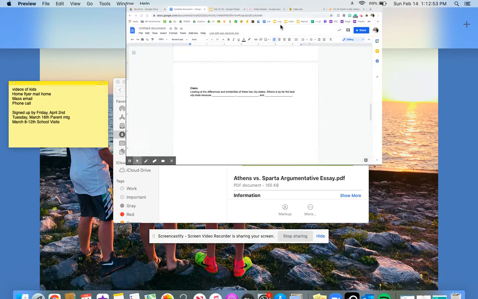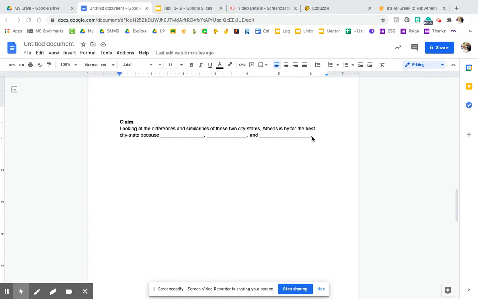So if we look at, here's my claim, and I'm going to make up some stuff here. Athens is by far the best city-state because it was prettier. Don't write that because we didn't talk about that. It was bigger, also something we didn't talk about, so don't write that. Okay, and richer, also not really something we talked about. Okay, when you're looking at your claims, think about what our topics were in our checkpoints. Okay, clue off of those.